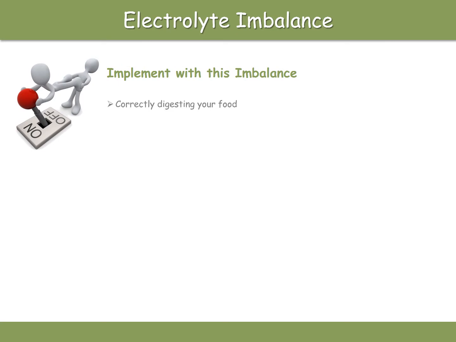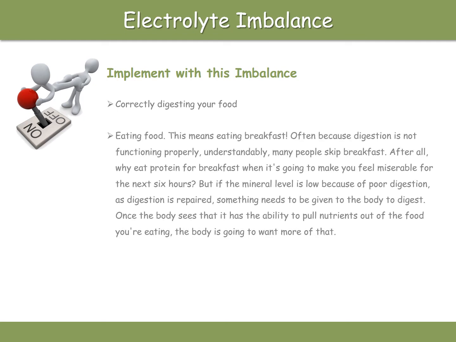Some of the things you can implement: correctly digesting your food. Obviously, this is a big one. If we're not getting our electrolytes, our minerals, we're not digesting our food. Eating food, obvious, but this means eating breakfast. I know people skip breakfast because breakfast tastes bad when they have poor digestion, but we really need to get 3 meals into our body a day. Once we start getting that happening, we start getting some digestion happening, things will start working better and the body will start using things a little bit more.